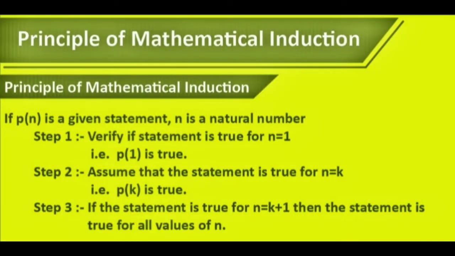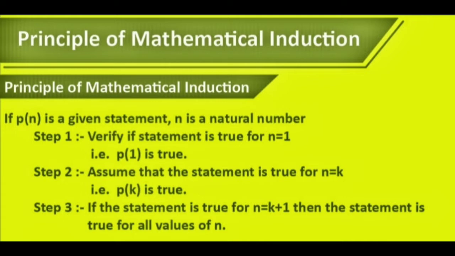As you can see, we have three steps presented on your screens. The first step is to verify if the statement is true for n is equal to 1. For example, p of 1 is true. The second step is to assume that the statement is true for n is equal to k. For example, p of k is true. And the third step is, if the statement is true for n is equal to k plus 1, then the statement is true for all values of n.